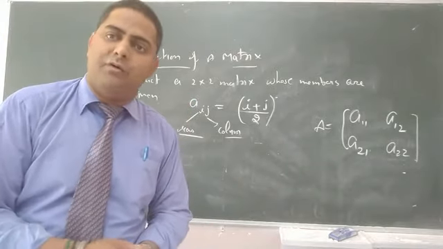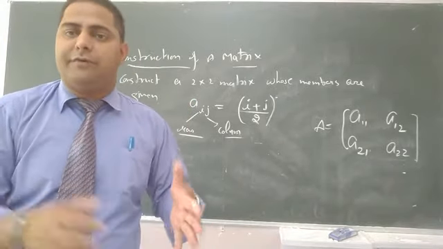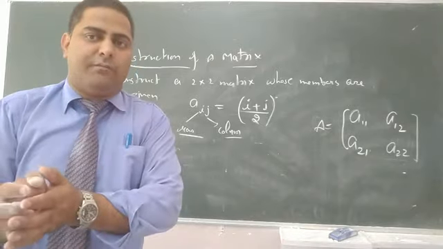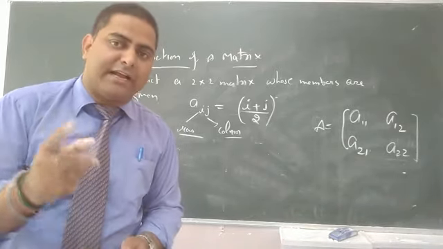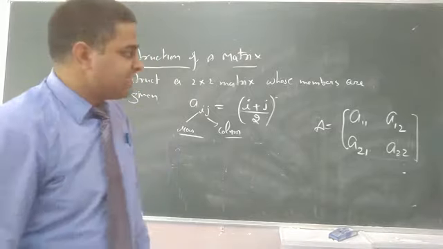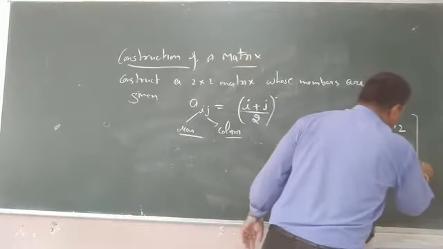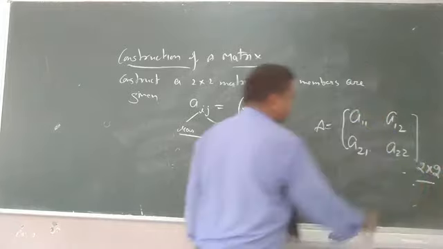A11 represents first row, first column. A12, first row, second column. A21, second row, first column, and A22, second row, second column. This is a matrix of the order 2 into 2.